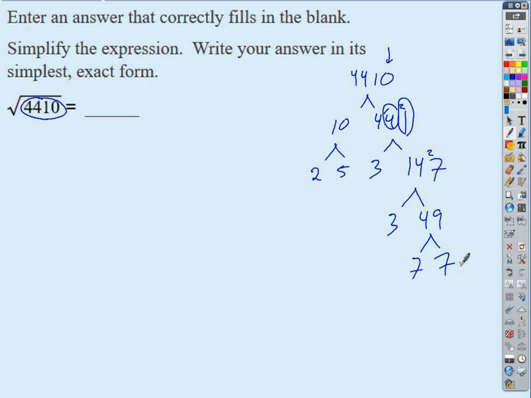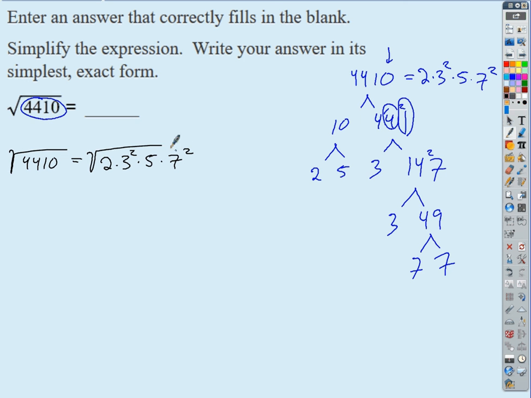Okay. Now, why do we do this? Let's write this out in its simplest form. We're going to get 2 times 3 squared times 5 times 7 squared. Everybody agree? Okay. So then the square root of 4410 we could write as the square root of 2 times 3 squared times 5 times 7 squared. We're going to come up with a shortcut so we don't have to do this work every time. But the first time through we're going to.